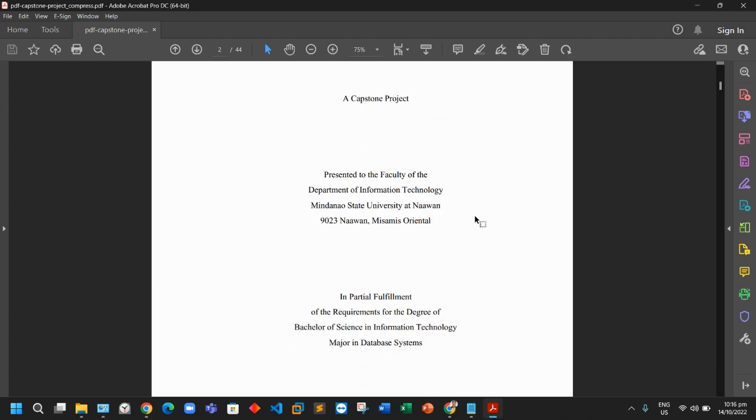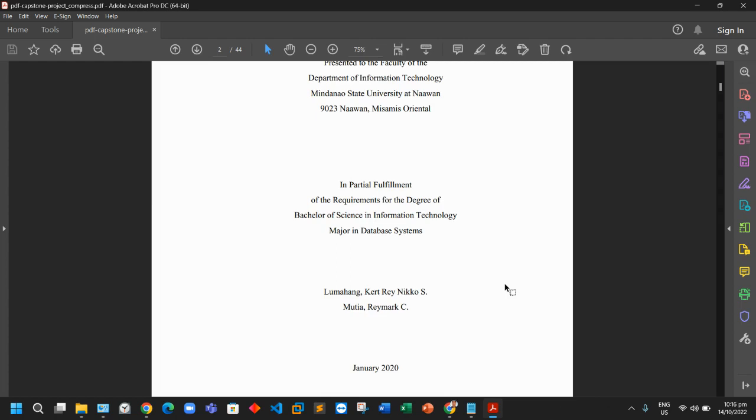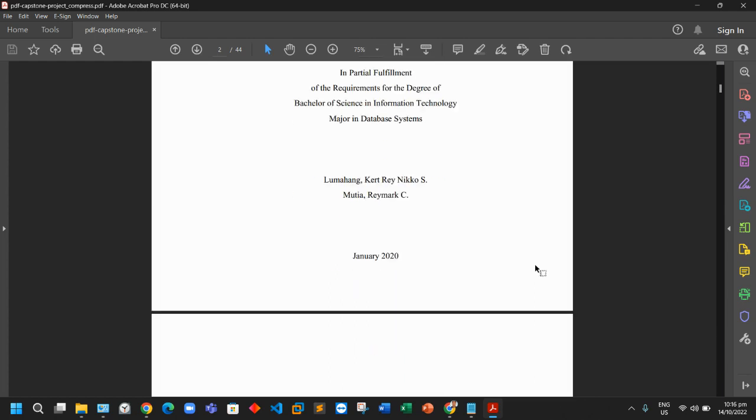So this project is presented to the Faculty of Department of Information Technology, Mindanao State University of Naawan, Misamis Oriental. So this is in partial fulfillment of the requirements for the degree of BS Information Technology major in database systems of Mr. Luhang Kurt Ray Nico S and Mutya Ray Mark C.